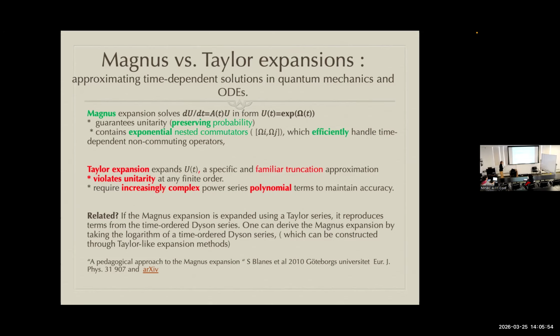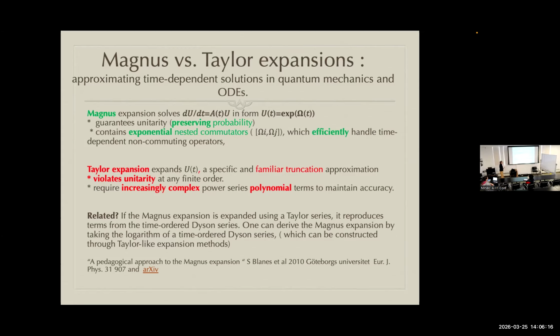The Taylor expansion expands it in a much more familiar way. So we could be on familiar territory, we could feel more comfortable. It can violate unitarity at any finite order. And because you're using a power series, it can become more complicated than a commutator. So for this particular problem, there could be a strong preference for the Magnus.